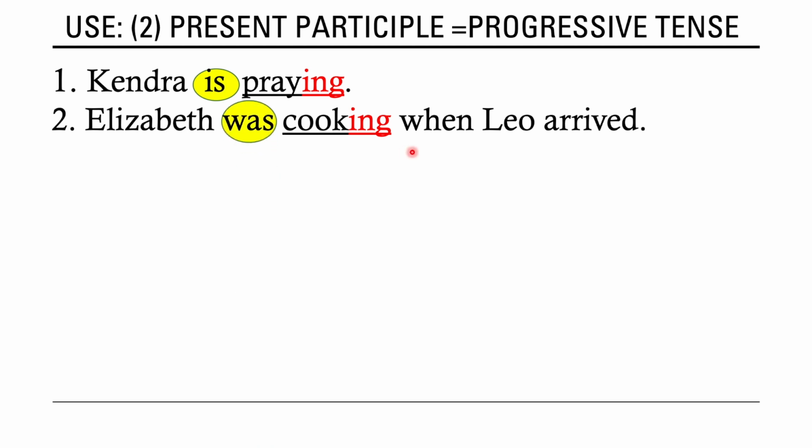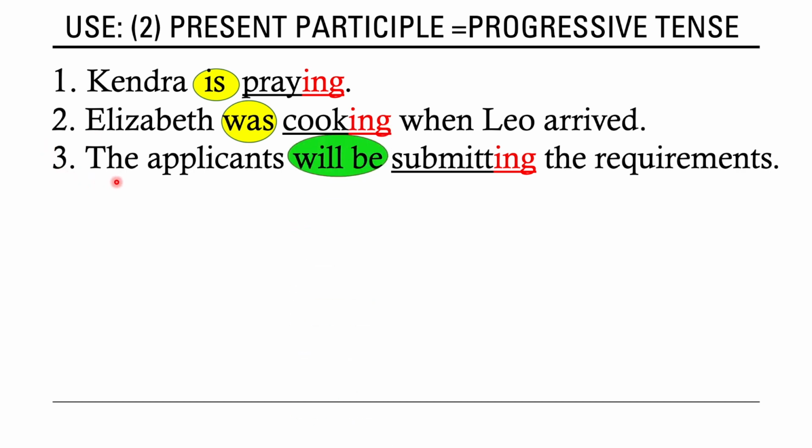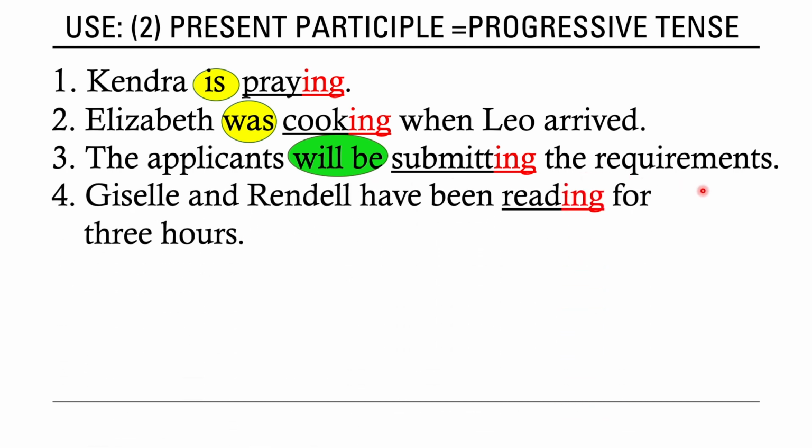Elizabeth was cooking when Leo arrived. Okay, so was cooking. This one, present participle. And then the applicants will be submitting the requirements. So ing, and then we have this. Okay, this is in the future tense. The applicants will be submitting the requirements. Another, we have Giselle and Drendel have been reading for 3 hours. Okay, have been reading for 3 hours. What's this? So we have this is present perfect progressive tense. Okay.